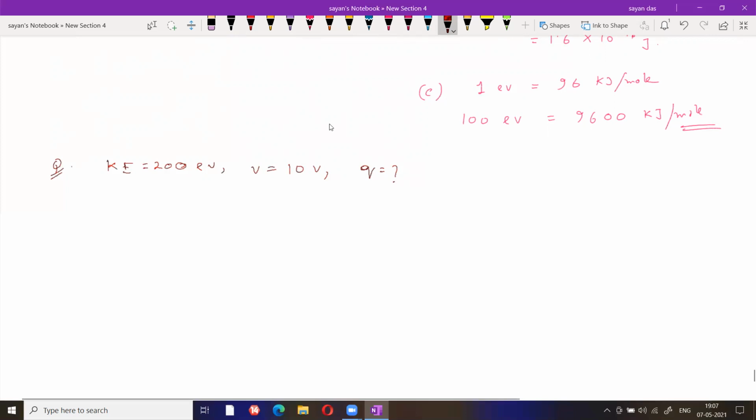And I will give you another question where kinetic energy is given as 1.6 eV and Q is given as 2e. What is the value of V? You have to find out. Solve it with me. Sir, the first one is 20. Very good. Q is equal to 20. Okay, second one.